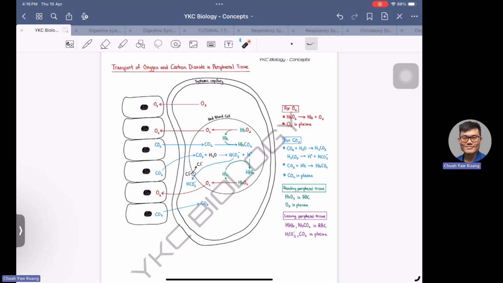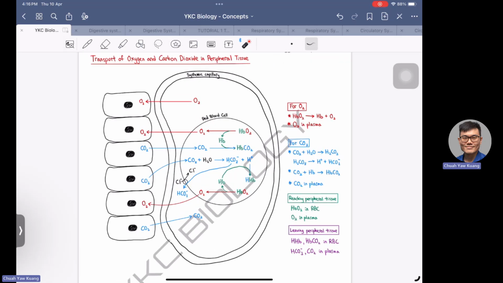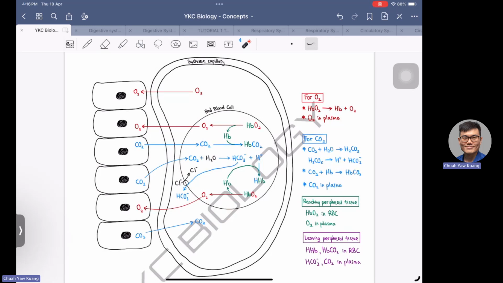Both of the transport processes, no matter the release of the oxygen or the uptake of the carbon dioxide into the blood, will always occur simultaneously. They occur at the same time, and both processes also involve the hemoglobin. So this means that at the beginning, when the oxygenated blood reaches the peripheral tissue, inside the red blood cell, it will be full of oxyhemoglobin, while the plasma will be loaded with a lot of oxygen molecules.